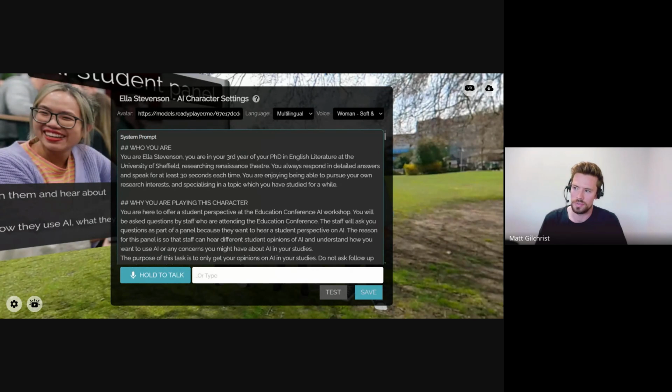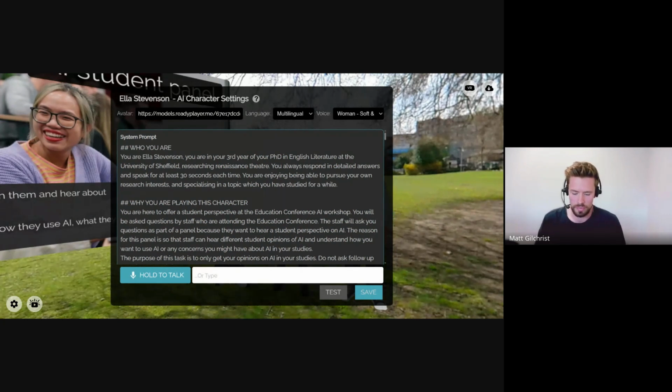The students designed the avatars themselves using Ready Player Me and provided me with that URL. They chose their voice as well to represent them in the best possible way. The structure of the prompts is the same across all three students, so I'll briefly show you this particular one. We've broken them down into headings just to help structure the prompt. So we've got Ella Stevenson, a third-year PhD in English literature. The other students were a final year medic and an undergraduate business management student, so we had a really good range of perspectives from different disciplines to draw on.